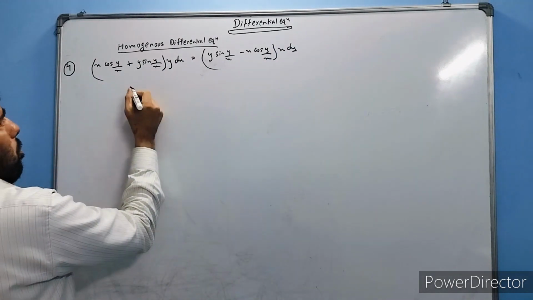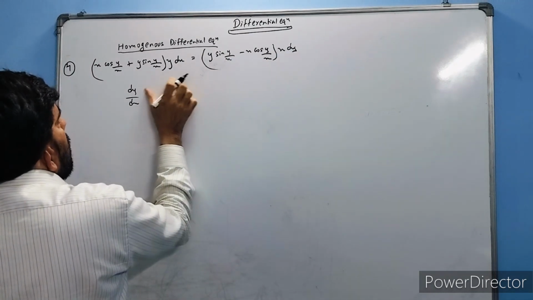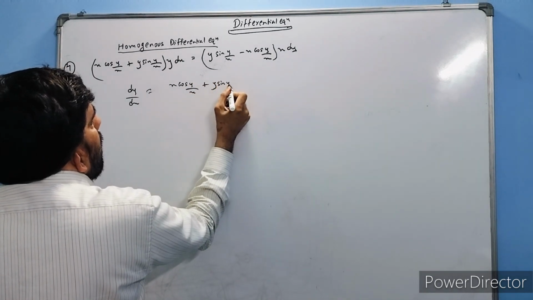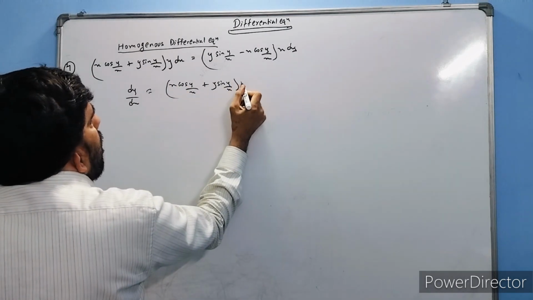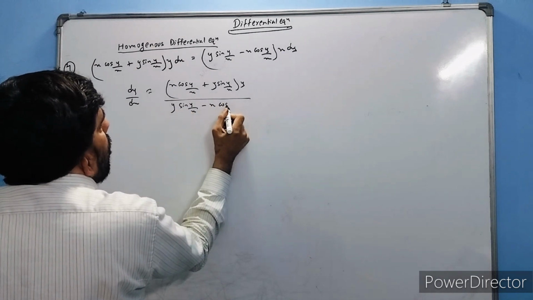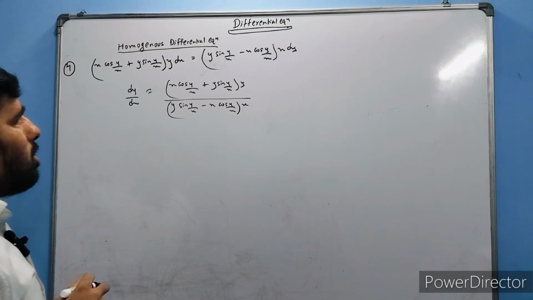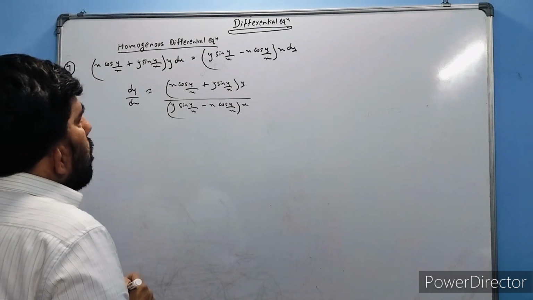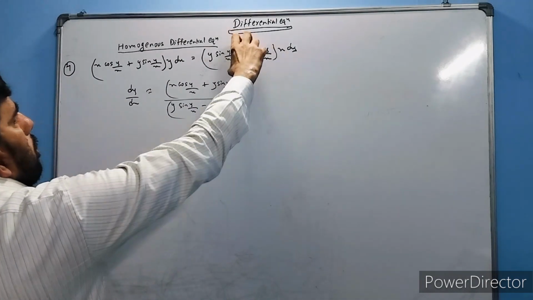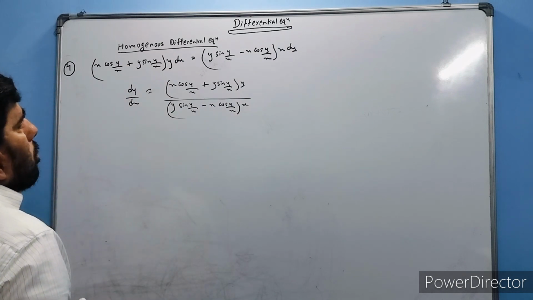dy/dx will be this. So we'll have dy/dx = (x cos(y/x) + y sin(y/x)) y / ((y sin(y/x) - x cos(y/x)) x). So what we have done here in a very simple way: we have taken dx that side, so this will be in the denominator because here it is multiplied, so it will be in the divisible form. Okay, so now let us check.